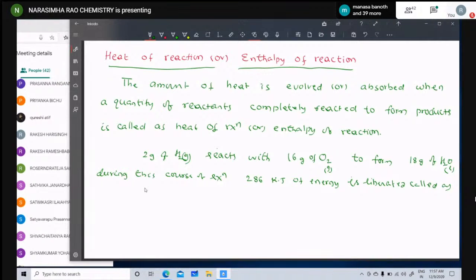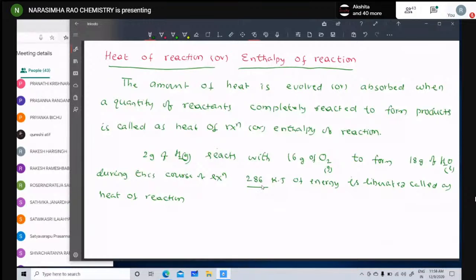As heat of reaction. Heat of reaction. Sir, 249, no sir. 249, no sir. This one, 286. Okay. And in the previous example, it was 249, right? Yes, sir. That's the doubt.